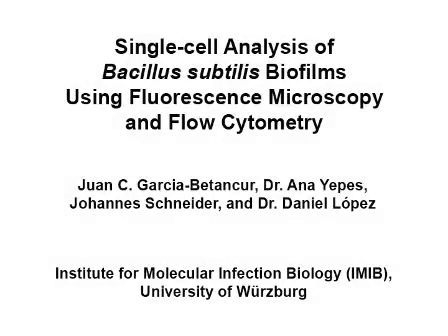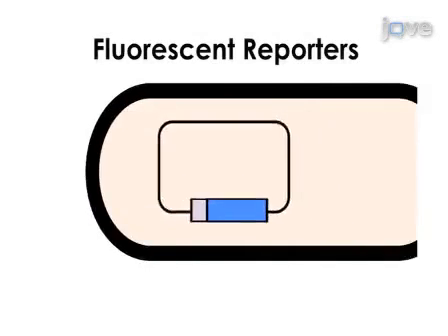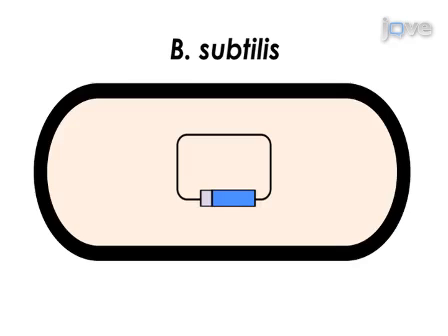The overall goal of this procedure is to visualize and quantify the distinct subpopulations of specialized cells that differentiate in biofilms of the model organism Bacillus subtilis. This is accomplished by first inserting transcriptional reporters into the chromosome of B. subtilis. These reporters will be expressed exclusively in the subpopulation of cells under study.